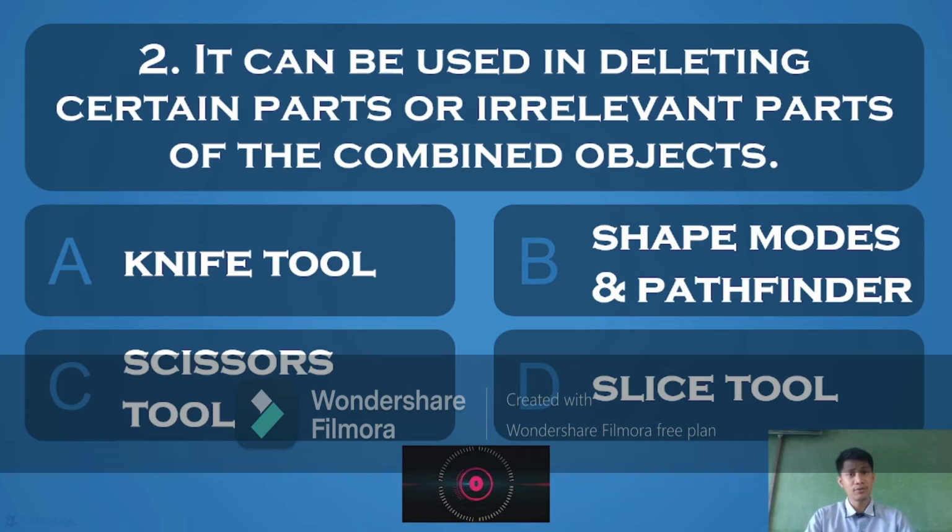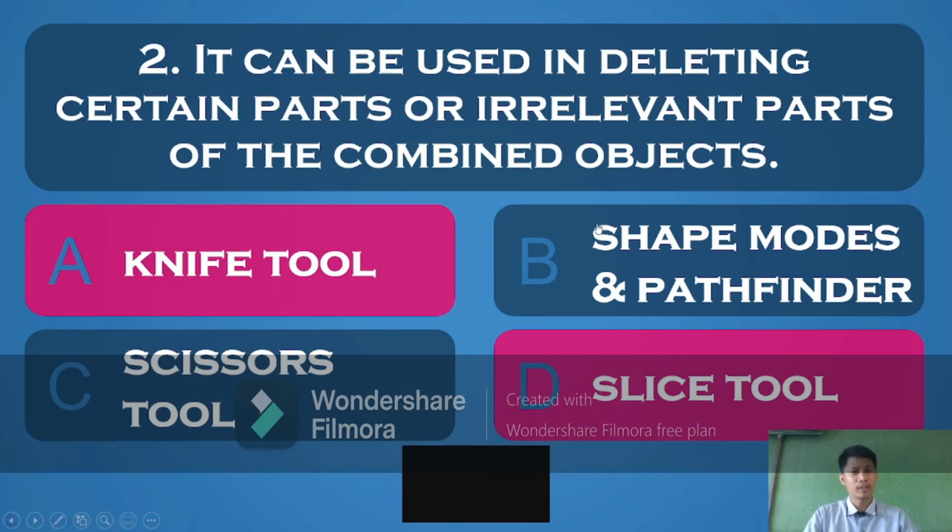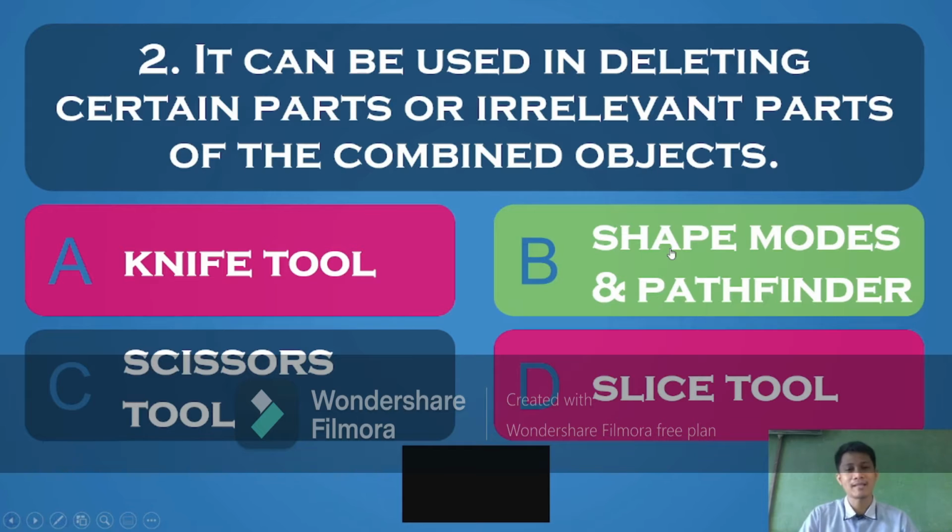Okay, if your answer is letter D, your answer is wrong. What about letter A? Wrong. What about letter B? If your answer is letter B, you got the correct answer.